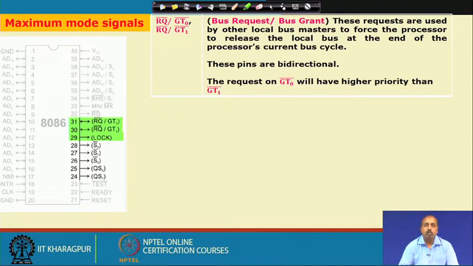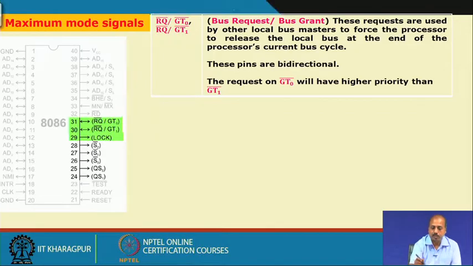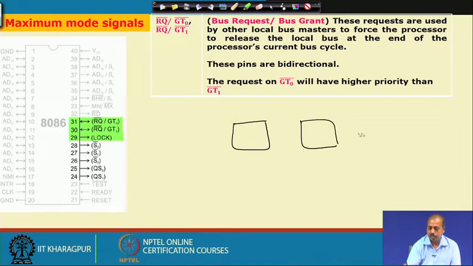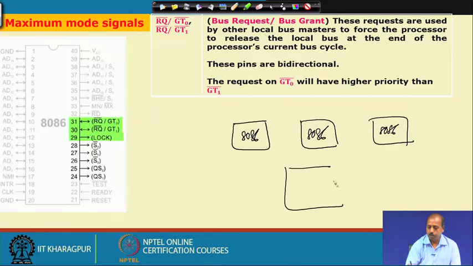In this way I can connect more than one processor. It may so happen that we design a system like this: we have 3 8086 processors, and they are all accessing the same memory. The memory part is the same, and they are controlling this memory by means of these address and data lines.